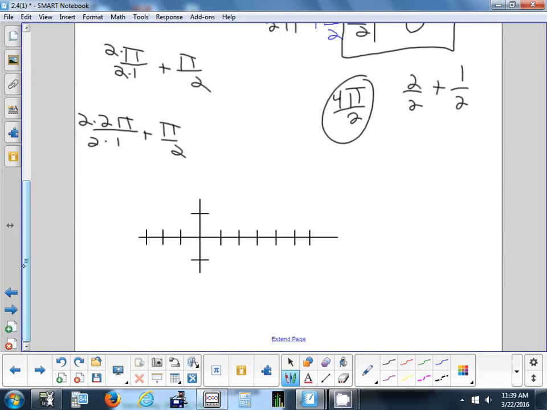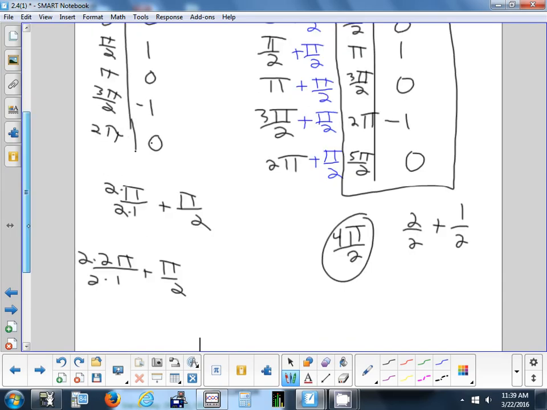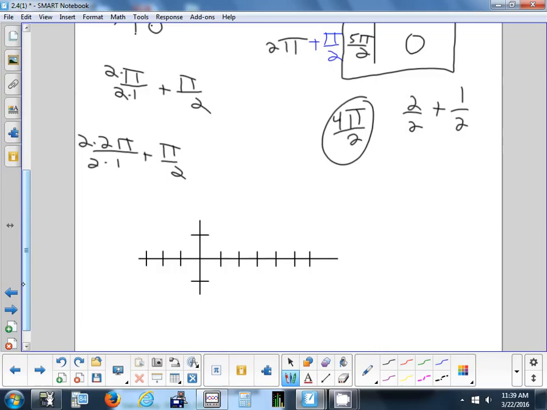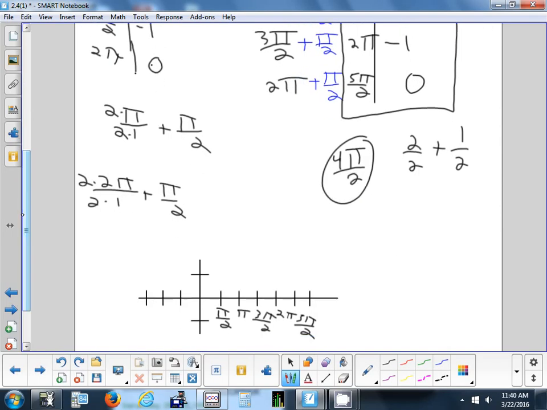All right, so we got the point pi over 2, 0. Let's label our x-axis, and I'm going to label it with these numbers. Don't label it 1, 2, 3, 4, 5, because all these numbers are awful to work with, 3.1, 6.28. So we're going to label our x-axis with the numbers we have: pi over 2, pi, 3 pi over 2, 2 pi, 5 pi over 2. All you have to do is copy what's on the table. You can label your x-axis any way you want.